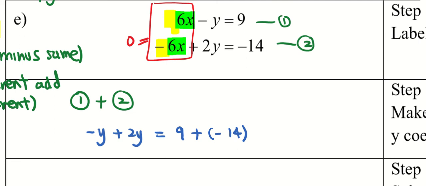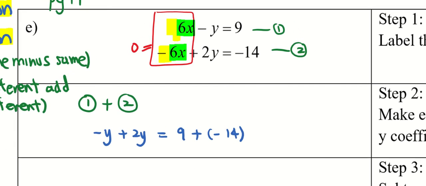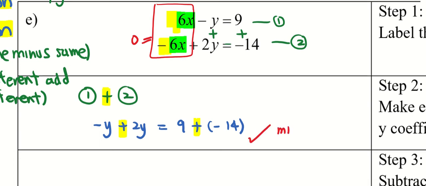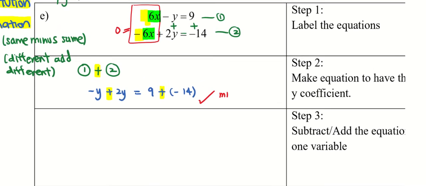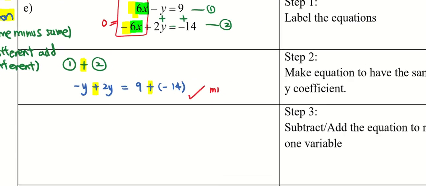Once you have shown this, different add different, you see I'm adding equation 1 and equation 2. Again, I'm adding the terms. The equal sign still remains. So once I show that, this is your first method mark. And I think from now on, it's going to be slightly easier for you to do because you have done this many times. We're going to solve for y. So you try solving for y here.